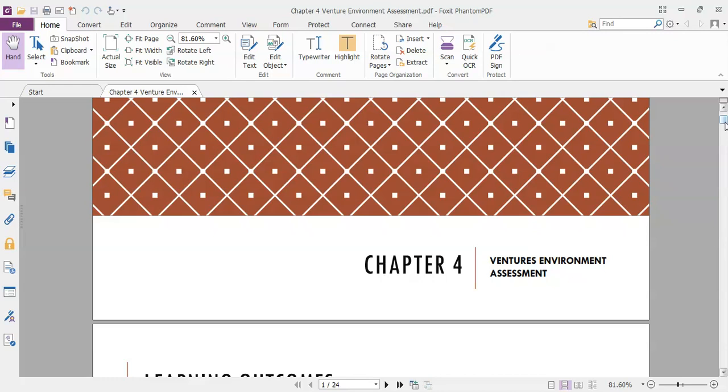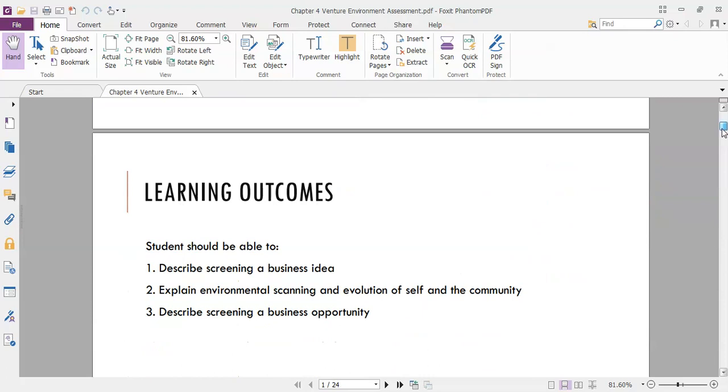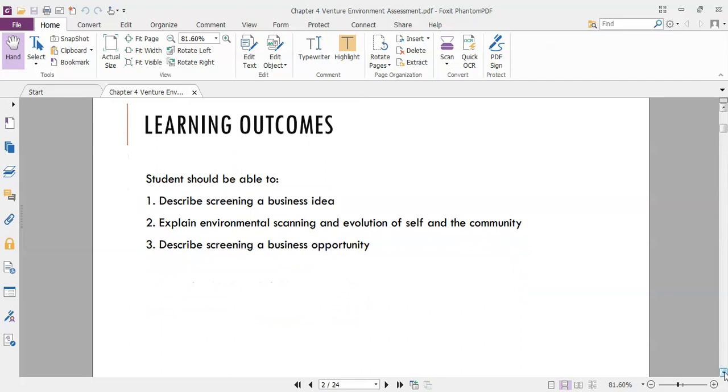Okay, so let's look at the learning outcomes for this chapter. The student should be able to describe screening a business idea. As we know, entrepreneurship studies is about how you plan to open a business. Number two is to explain environmental scanning and evaluation of self and community, and then describe screening a business opportunity. These are the three learning outcomes for this chapter.